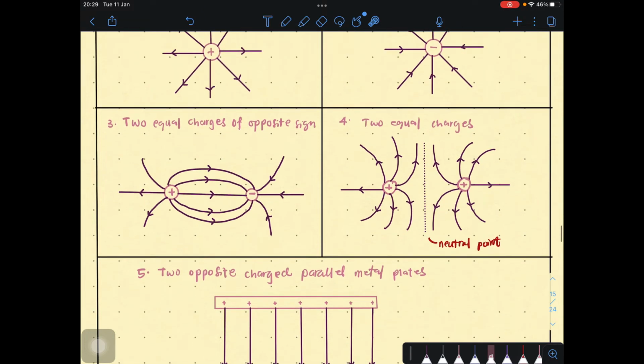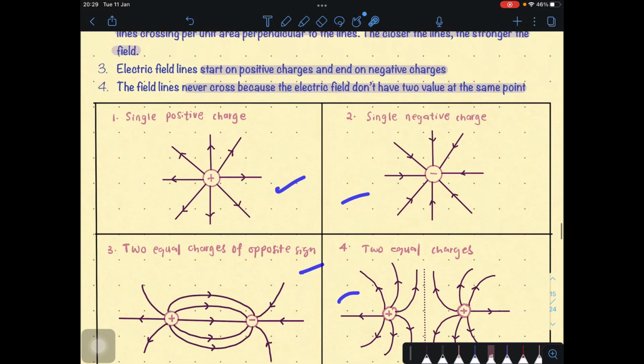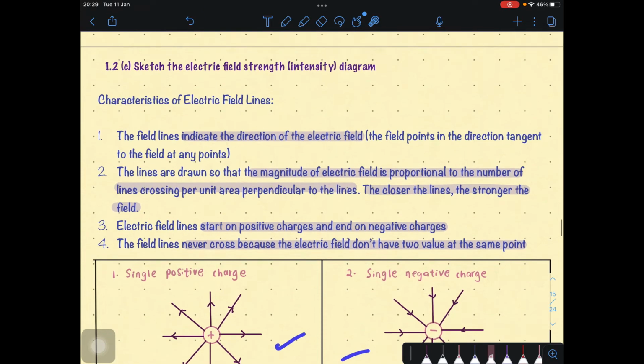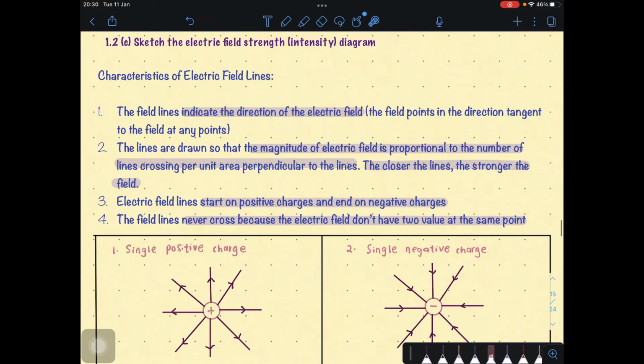Okay, so in your notes, ada kotak kosong Miss tinggalkan. So kamu kena lukislah semua ni, because this one is important. You need to be able to know how to sketch the electric field diagram. Okay, so the characteristic of electric field lines here.